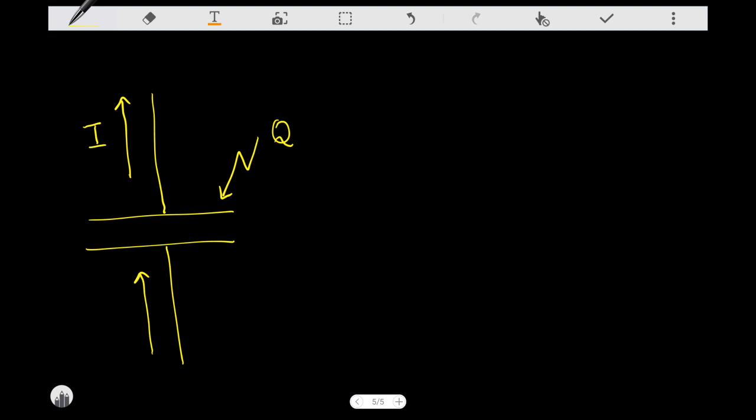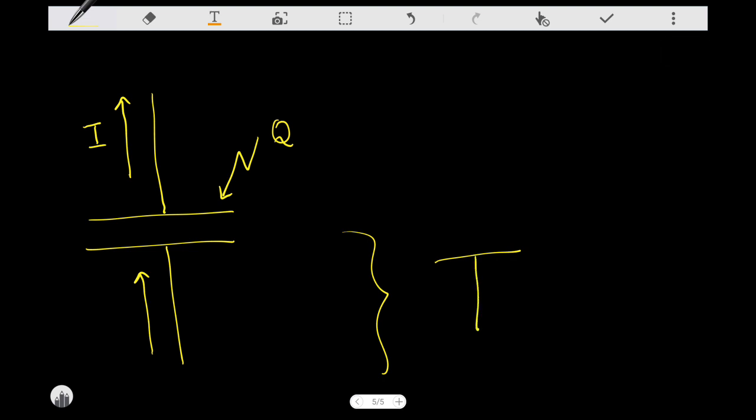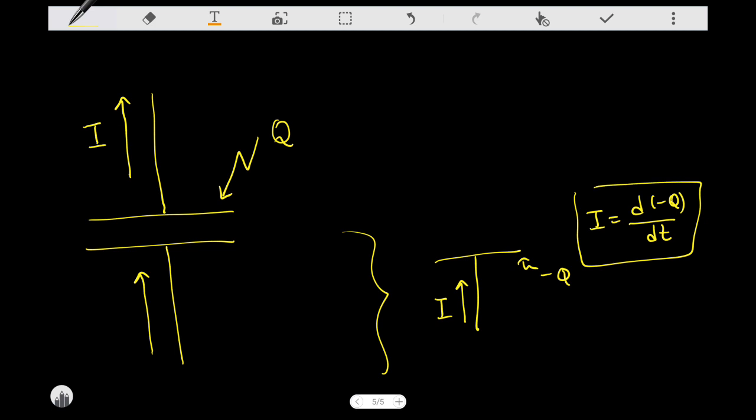This is simple, but you have to be, of course, careful with this. So either you can use the upper plate or the lower plate. So for the lower plate, all you need to think is this. The lower plate has a charge minus Q and a current I flowing to it. So therefore, this I should be equal to the rate of change of the minus Q, right? So therefore, this is the relationship.